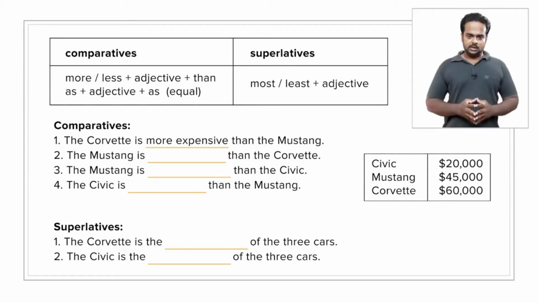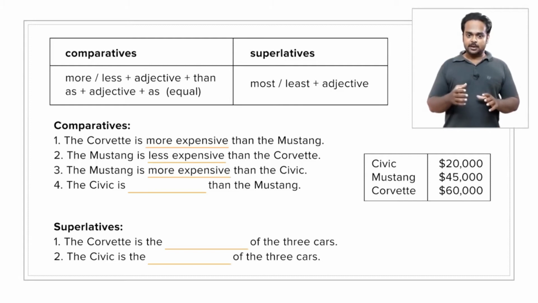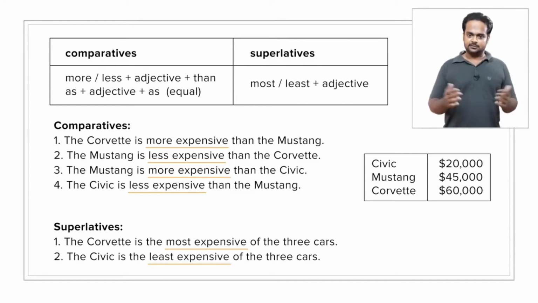Alright, let's look at the answers. The Corvette is more expensive than the Mustang. So that means the Mustang is less expensive than the Corvette. But the Mustang is more expensive than the Honda Civic. So the Civic is less expensive than the Mustang. The Corvette is the most expensive of the 3 cars, and the Civic is the least expensive of the 3 cars.